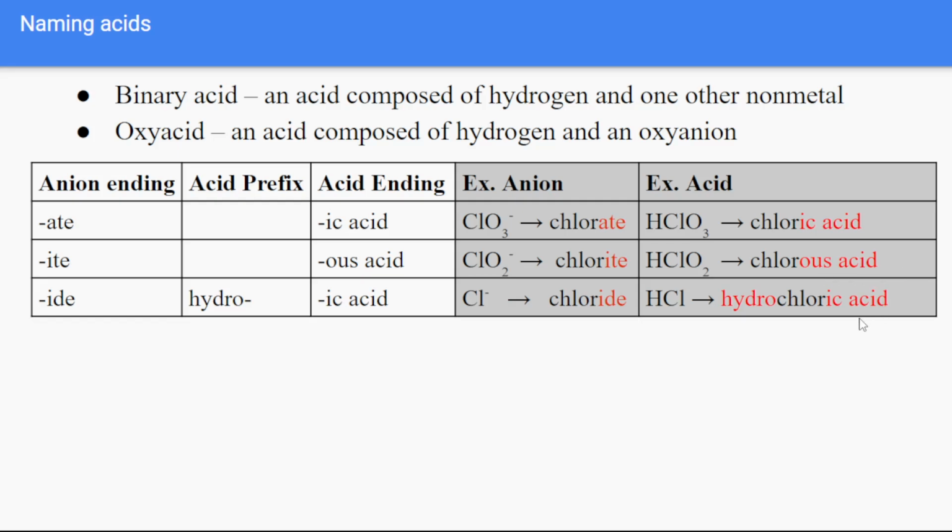If you have a binary acid, we include a prefix, hydro. So the way to know by looking at the name would be ide. If the anion ends with ide, that's a binary. But it's not always a binary. So you have cyanide, for example. So if it ends with ide, whether it's binary or if it is a polyatomic ion like cyanide, we still use the hydro-ic acid rule. So if it ends with ide, it's a hydro-ic acid. So HCl, the Cl is chloride, hydrochloric acid.